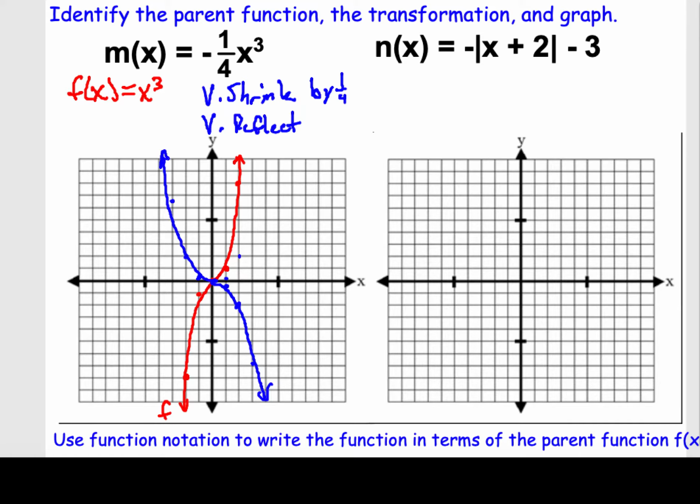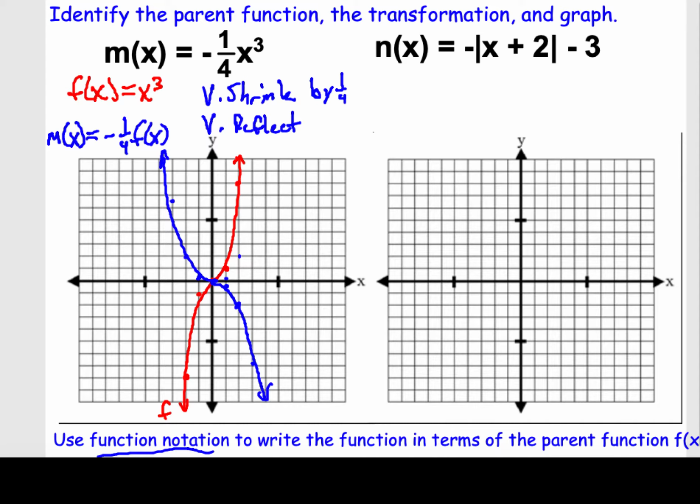In that same way, we can write out the function notation for our graph. The basic idea is, m of x is going to be equal to, well, anywhere there was that x cubed, that just becomes f of x. And the basic idea was we took that times a negative 1/4 because it's all outside the function. That's all we have to do to write it.